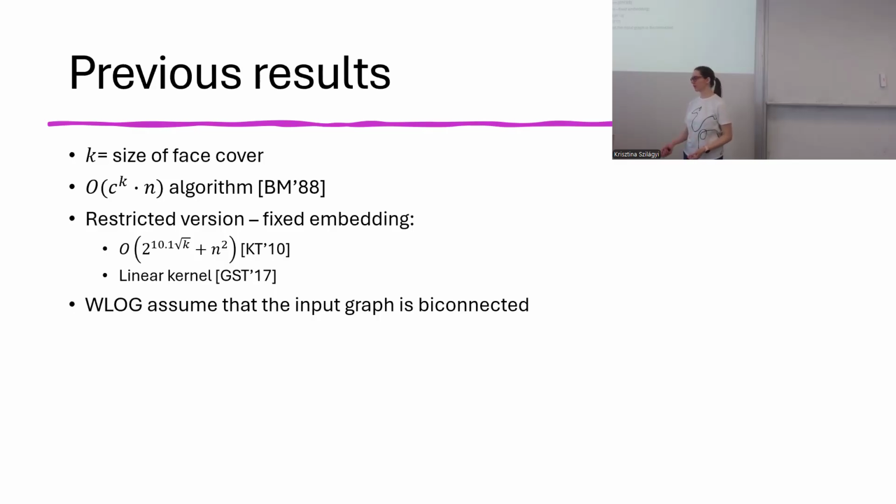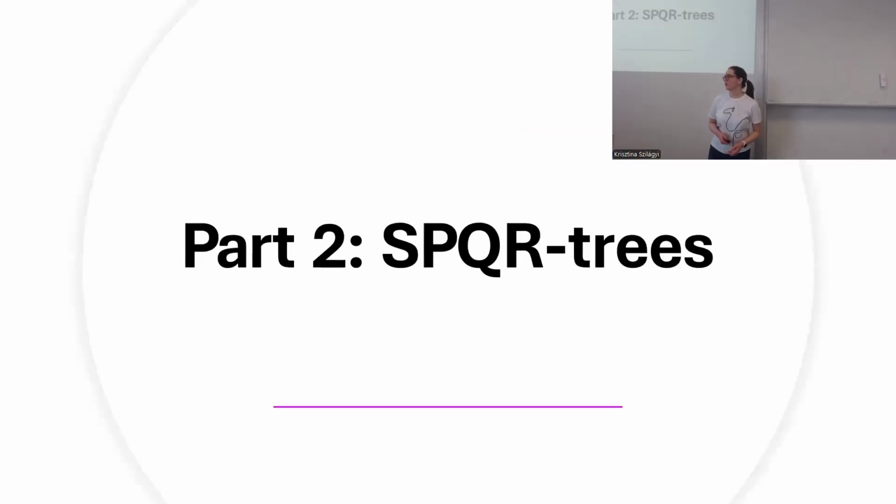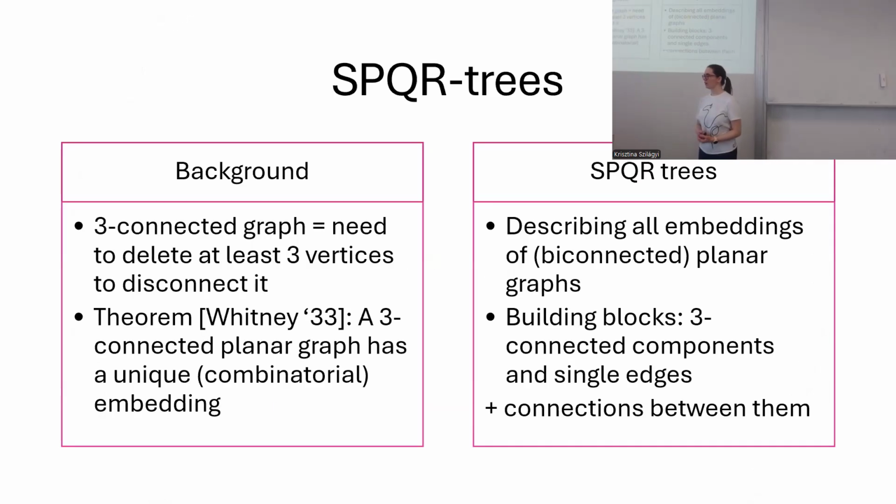we can assume that our input graph is biconnected, because it is very easy to reduce the connected case to the biconnected one. So what will we do? For constructing this kernel, we will use this weird data structure called SPQR trees, which is some sort of a way to describe all the embeddings of planar graphs, and basically it describes how planar graphs can be constructed from smaller parts.